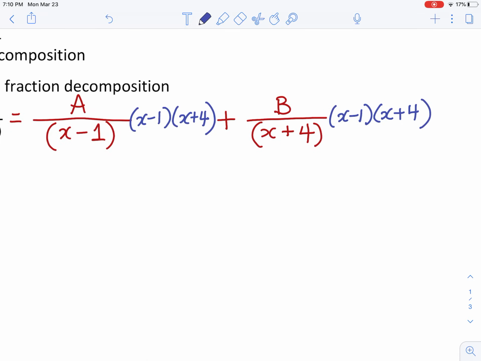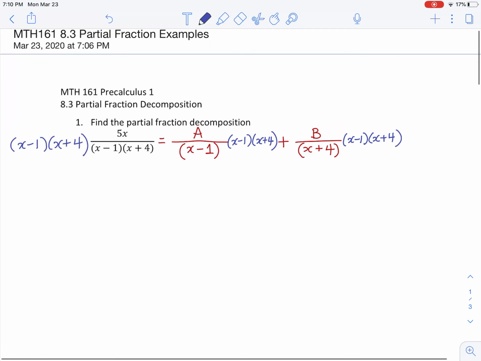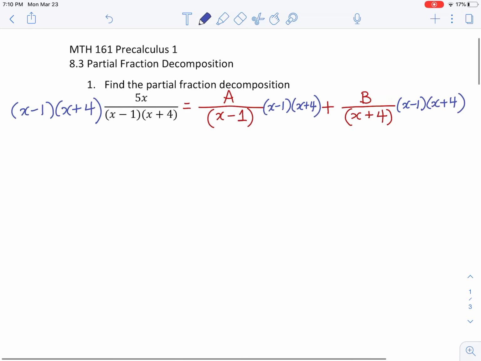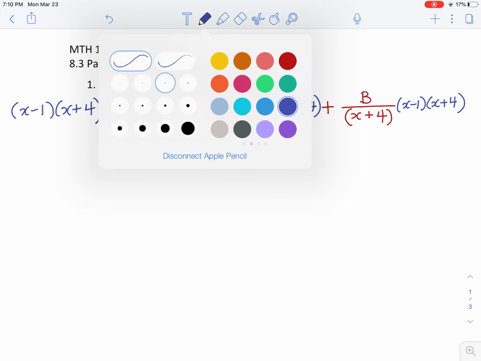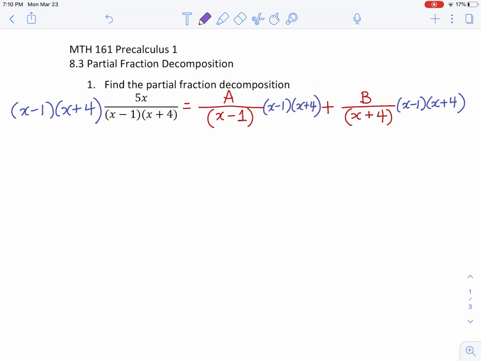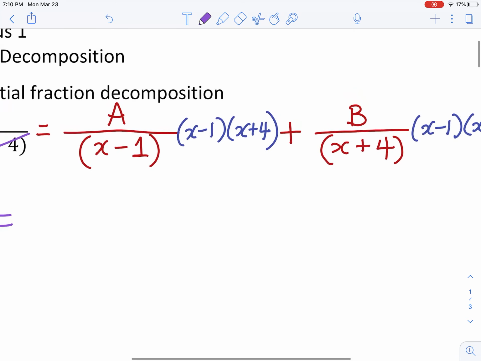Let me zoom out and show you the bigger picture right here, okay? So I just wrote down that I'm multiplying x minus 1 times x plus 4 to every fraction that I have. And at that point, I'm going to start canceling out some of the things that I'm multiplying and dividing. Take a look on the left side. X minus 1 cancels out with this x minus 1, and x plus 4 cancels out with this x plus 4. So what's the only thing that we have left on the left side? 5x. That's it.